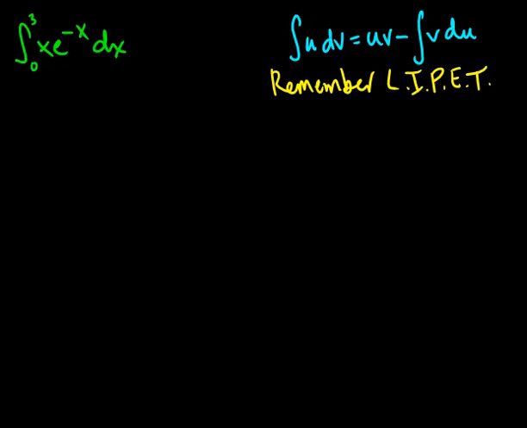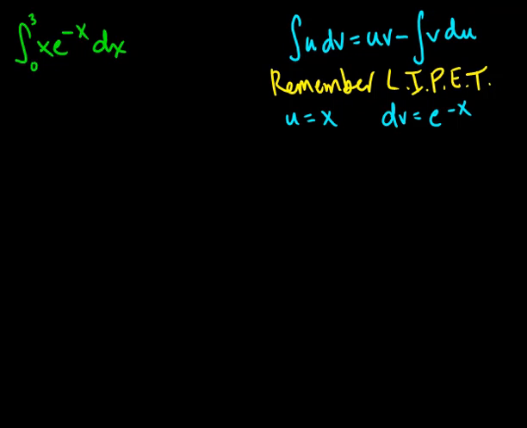And so once again we start with our formula. Integral u dv is equal to uv minus integral v du. And remember LIPET. I won't write them all out here, but we're trying to identify which function should be used as u. And since x, which is polynomial, comes before e to the negative x, which is exponential, we're going to let u be x and dv be e to the negative x.